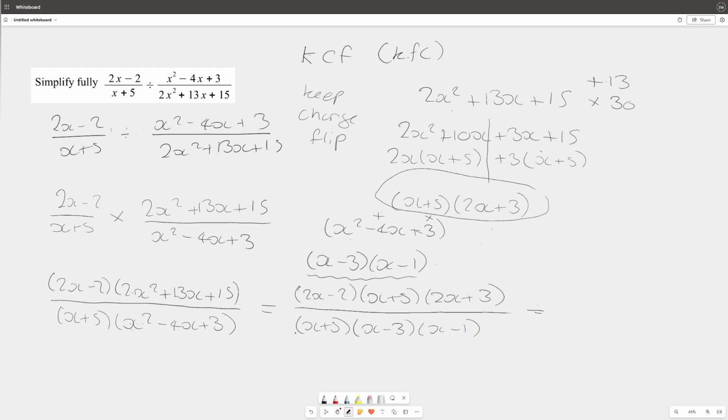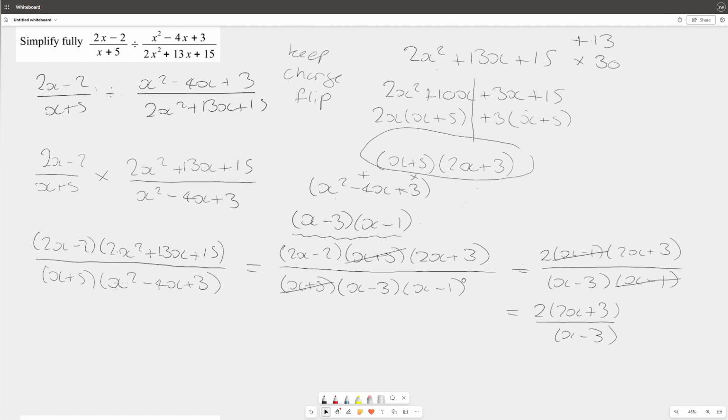So straight away I can see this (x plus 5) is going to cancel with this (x plus 5), and I'm going to factorise out the 2 as well from this first expression. So that's 2 times (x minus 1) times (2x plus 3) all over (x minus 3)(x minus 1), and then again this (x minus 1) is going to cancel with this (x minus 1), giving us 2 times (2x plus 3) all over (x minus 3), and that's going to be your final answer.